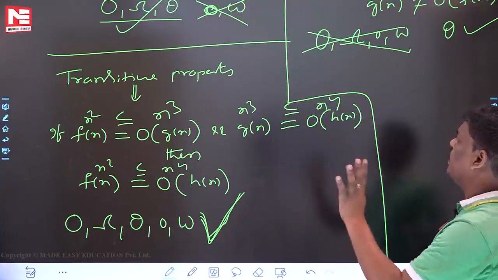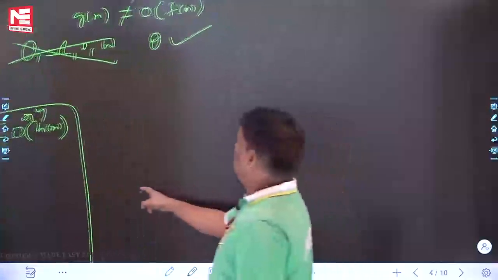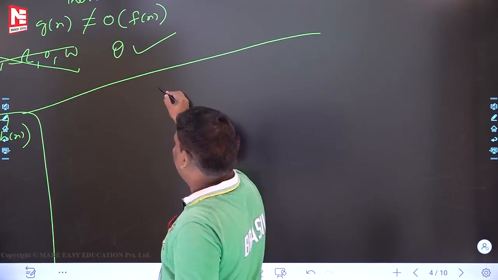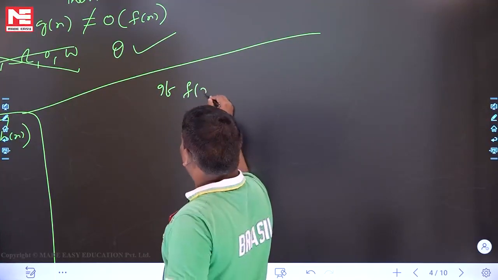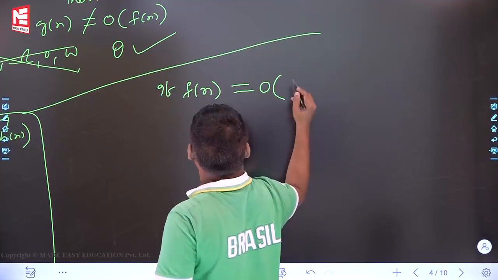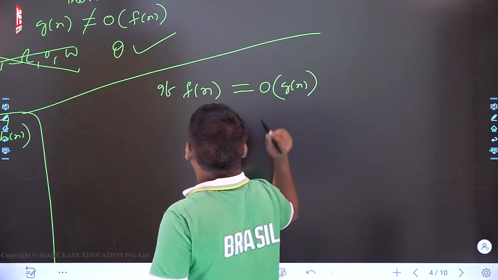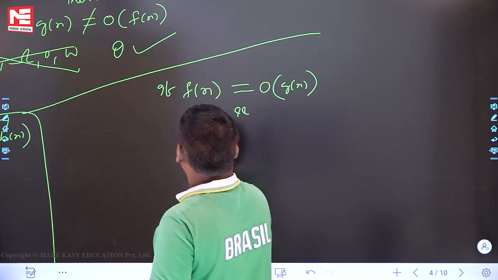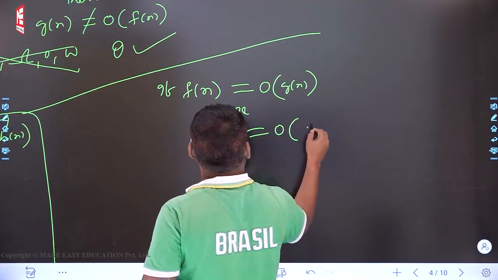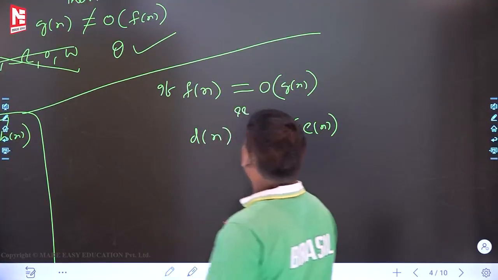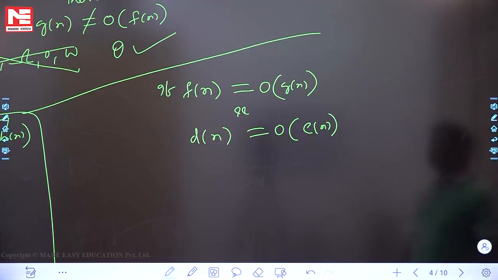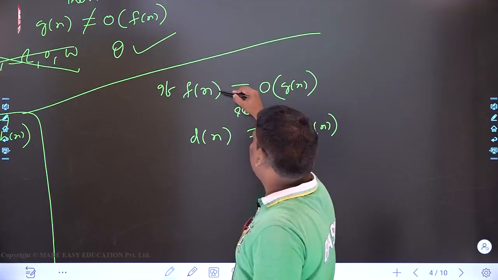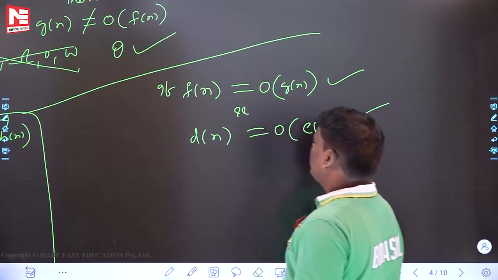Take care. Until now, fine. Let's see one more case, an interesting one. If f of n is big O of g of n and d of n is big O of e of n, assume that these are the two statements given. This is true, and this is also true.